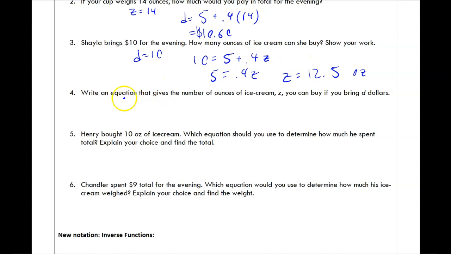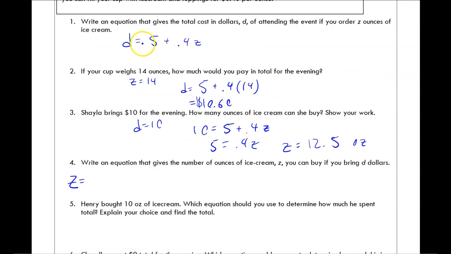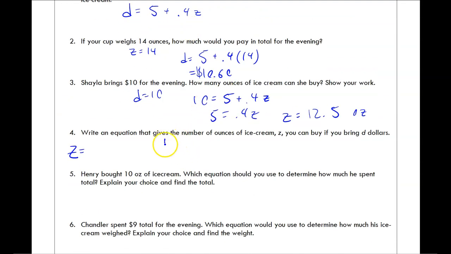Now here, we're asked to write an equation that gives you the number of ounces of ice cream Z you can buy if you bring D dollars, right? So we want an equation that's solved for Z. And notice that's the opposite of this equation here. So here, I'm going to start with just my equation. I'm going to do the exact same thing that I did before. So I'm going to get D minus 5, subtract 5 on both sides, equals 0.4Z. And then I'm going to divide by that 0.4. So I'm going to get (D minus 5) over 0.4 is equal to Z. That's going to be my equation.